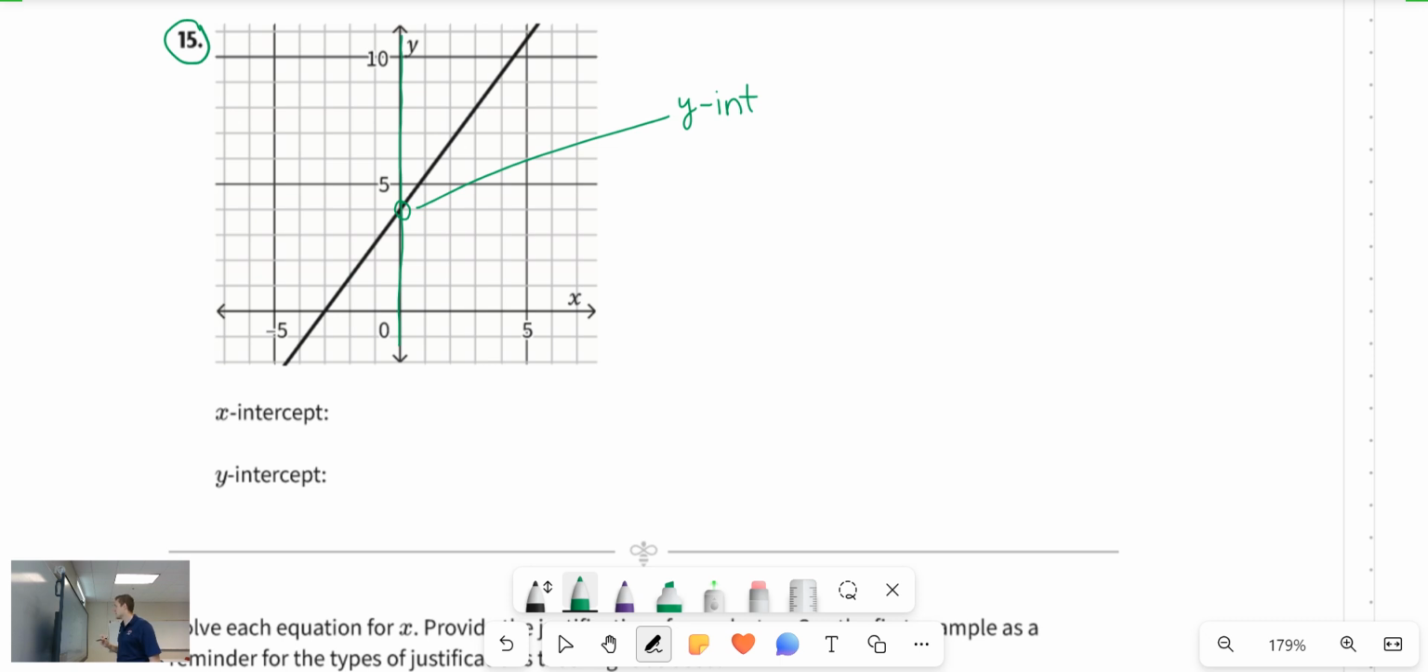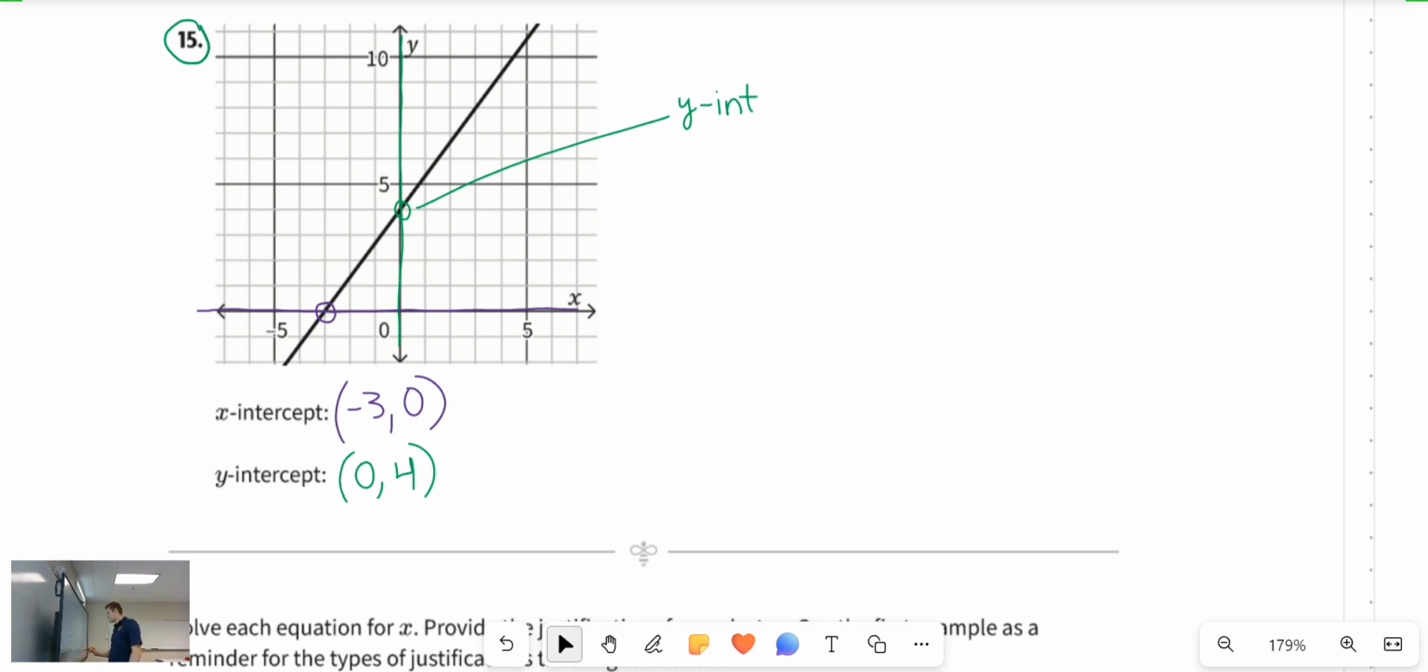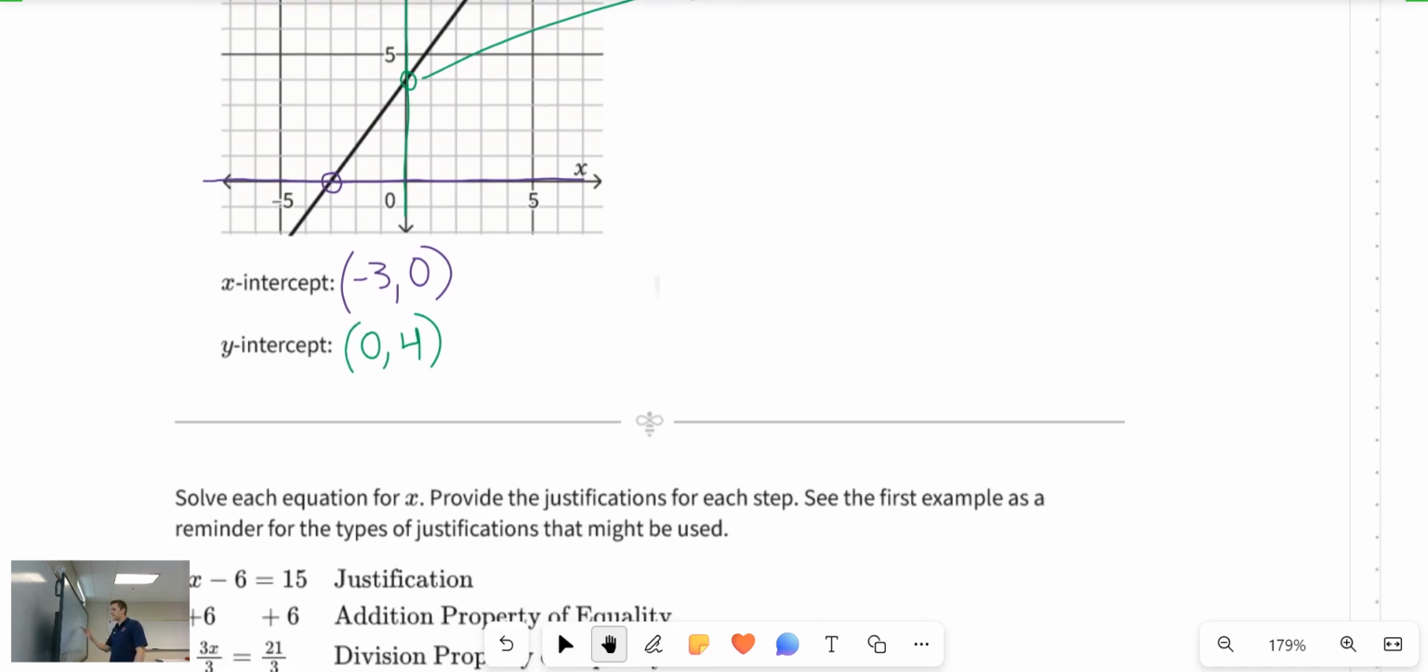And that y-intercept happens at the point where x is 0, which makes sense. 0, comma, and that looks to be 4 on the y-axis. So 0, comma 4. All right, the x-intercept, we're going to trace the x-axis, which is y equals 0, and it looks like we cross right here. This looks to be x equals -3 and y equals 0. So -3, comma 0. All right. Moving on.